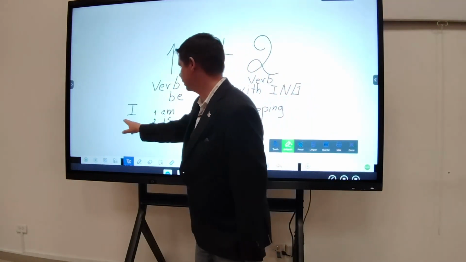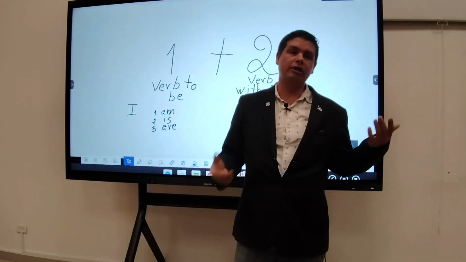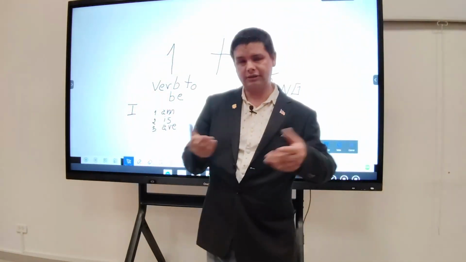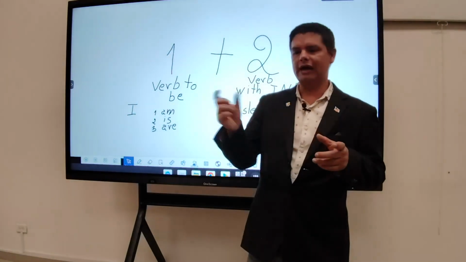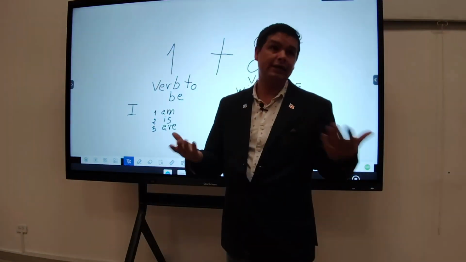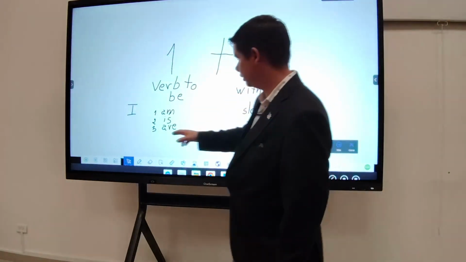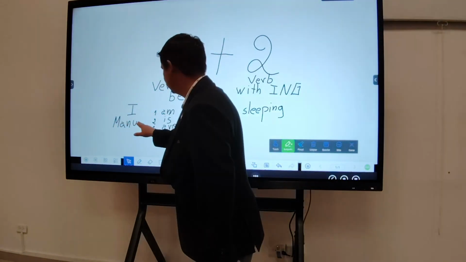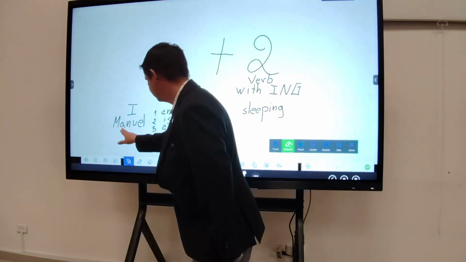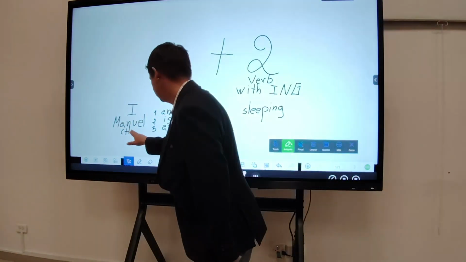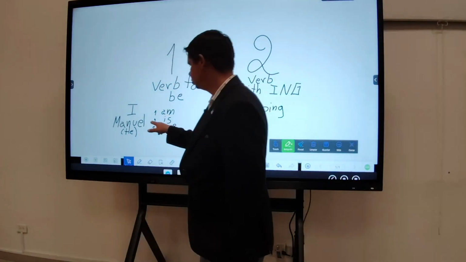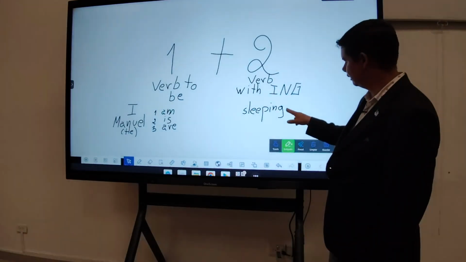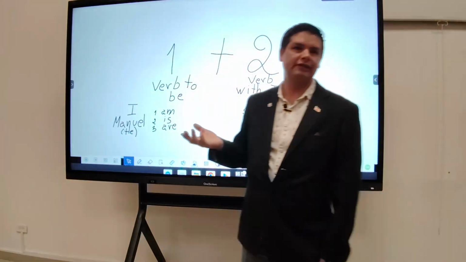I am sleeping, or we can use the personal pronoun in the third person, like a name, right? So instead of saying he, we could use, for example, Manuel, right? That's the equivalent. If I put Manuel, remember that that's the equivalent to use he. Therefore, we use number 2. So Manuel is sleeping, and then we put a period at the end of the sentence.